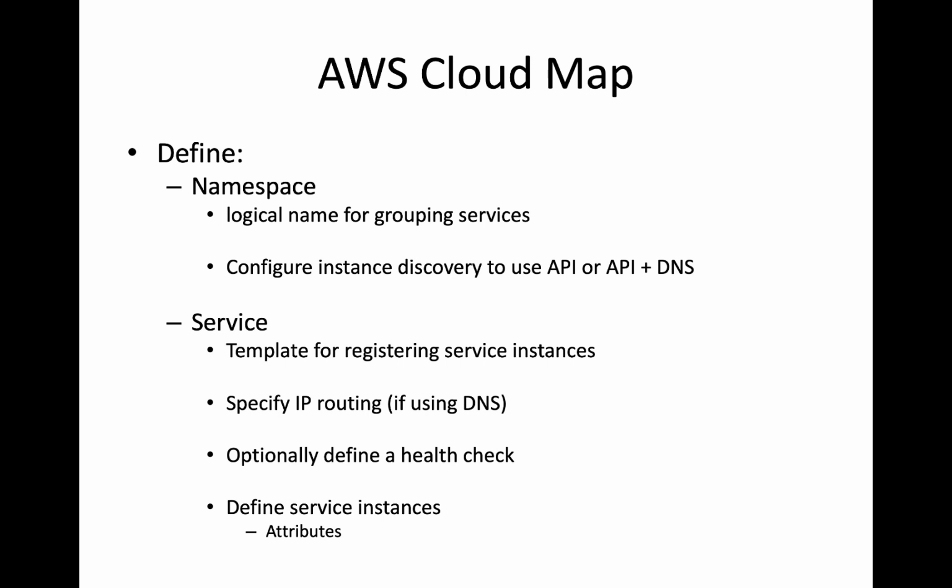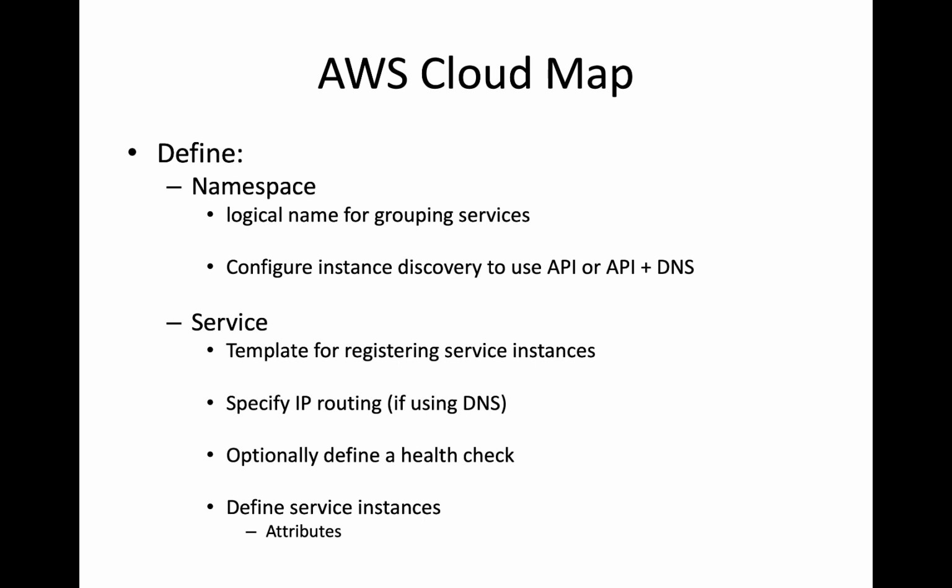The second major component of Cloud Map is a service. When you define a service, the service is associated with that namespace. You're basically creating a template that you're going to use to register service instances. These service instances could be things like EC2 instances. They could be containers running in ECS Fargate, as we'll see later in the lecture. So they're a way to register a service with the Cloud Map namespace.